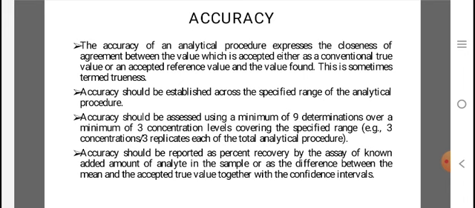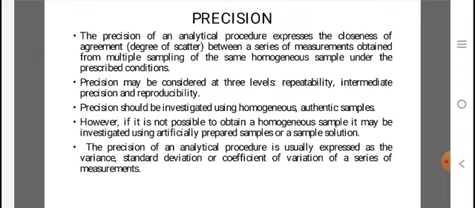Accuracy should be reported as percent recovery by the assay of known added amount of analyte in the sample, or as the difference between the mean and the accepted true value together with the confidence intervals. Precision. The precision of an analytical procedure expresses the closeness of agreement between a series of measurements obtained from multiple sampling of the same homogeneous sample under the prescribed conditions. Precision may be considered at 3 levels: repeatability, intermediate precision and reproducibility.